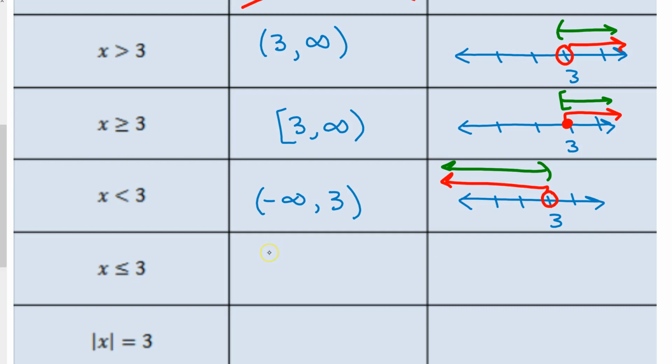And then for the next one, we're including the 3, so negative infinity to 3, square bracket on the 3, and closed circle on the 3.